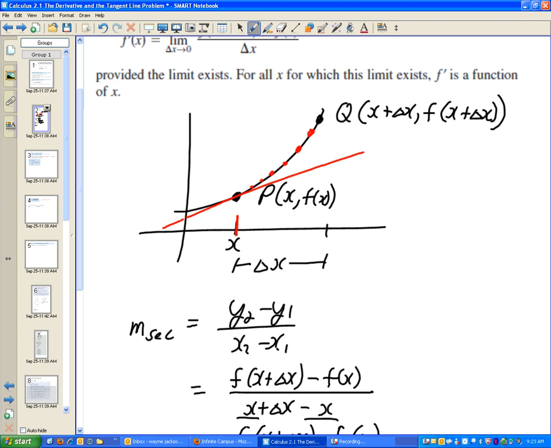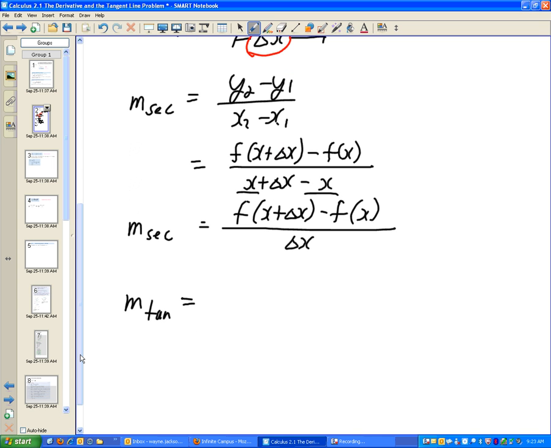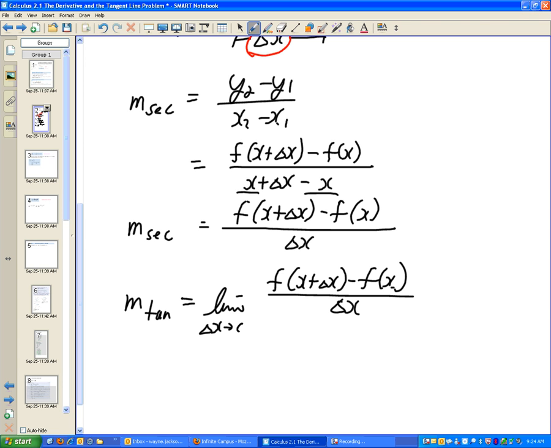Now, as Q moves closer to P, what's happening to delta x? It's approaching 0. So instead of saying the limit as Q approaches P, how about saying we're finding the limit as delta x approaches 0? So the definition of the slope of the tangent line is that it equals the limit of this slope of the secant line as delta x approaches 0.